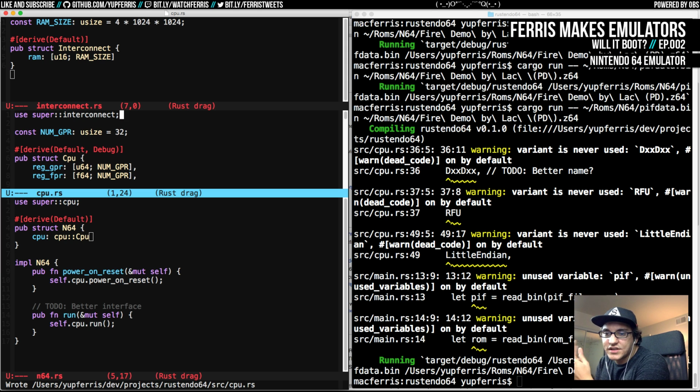CodeSlinger 001, shouldn't the CPU hang off the interconnect? It should in terms of modeling the system nicely, but in terms of mutability, we want the CPU to own that.